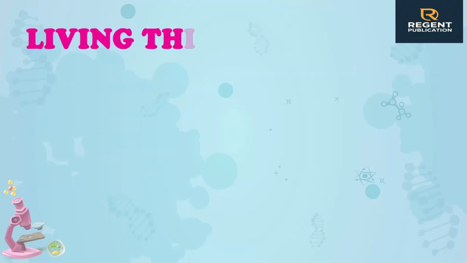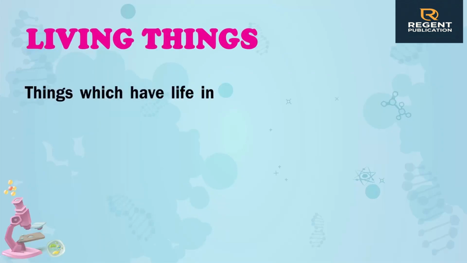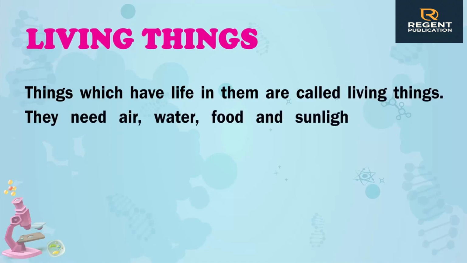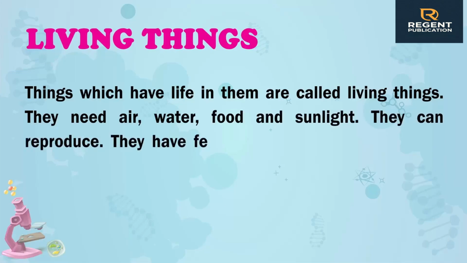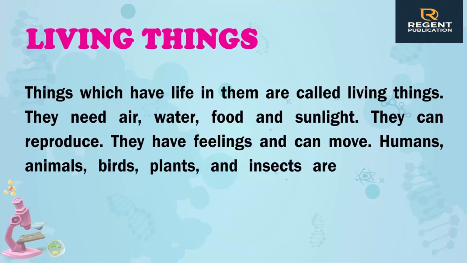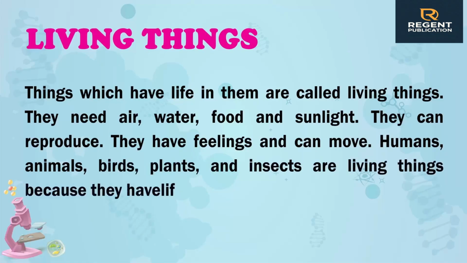Living things. Things which have life in them are called living things. They need air, water, food, and sunlight. They can reproduce. They have feelings and can move. Humans, animals, birds, plants, and insects are living things because they have life in them.